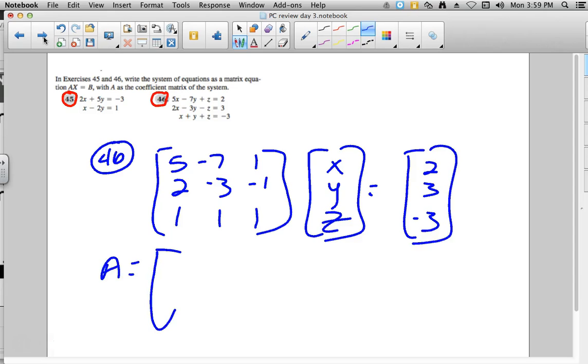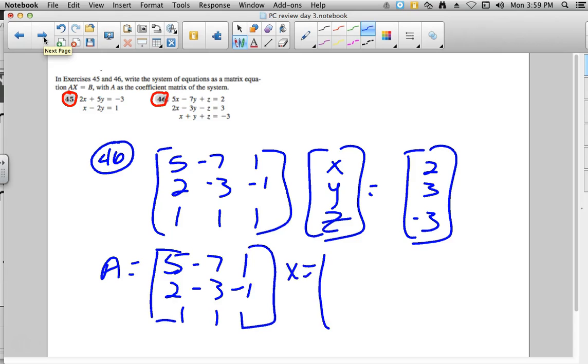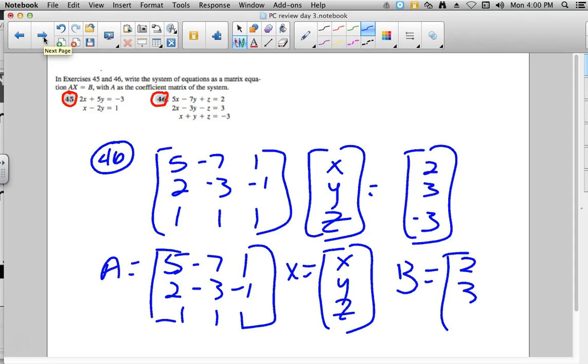A is, of course, 5, negative 7, and 1; 2, negative 3, and negative 1; 1, 1, 1, our nice little 3 by 3 matrix. And x is our x, y, z. And B is our 2, 3, negative 3 matrix.